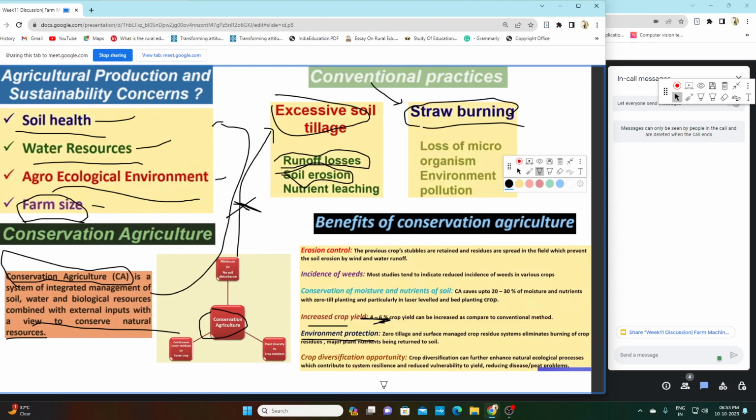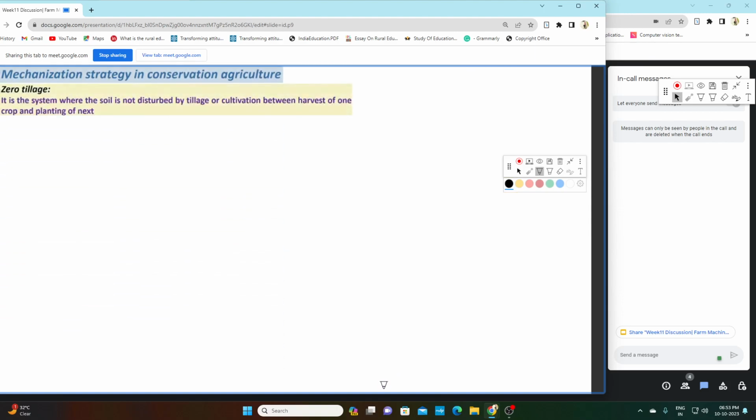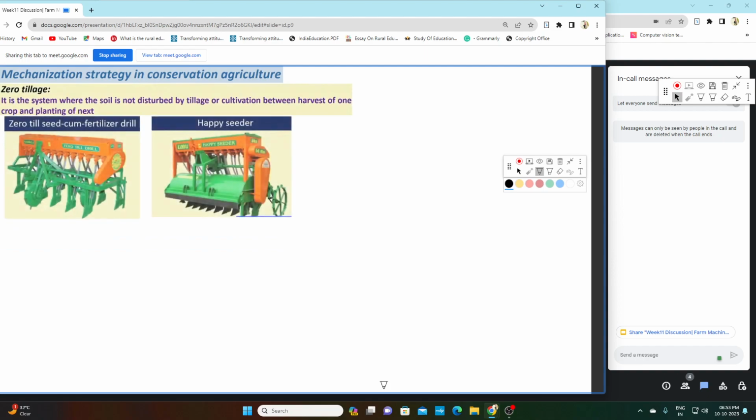Okay, then we will come to mechanization strategy in conservation agriculture. First is zero tillage. We are dealing with excessive tillage, and one of the important methods to deal with excessive tillage is zero tillage. Zero tillage is a system where soil is not disturbed by tillage or cultivation between harvest of one crop and planting of the next crop. That means there is no soil disturbance. Zero tillage can be achieved by the zero till seed cum fertilizer drill or happy seeder.